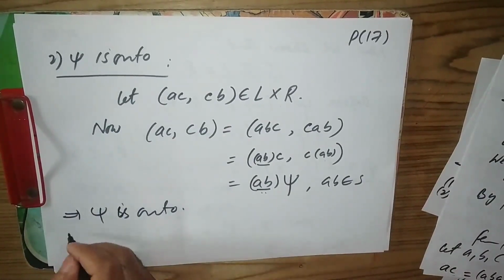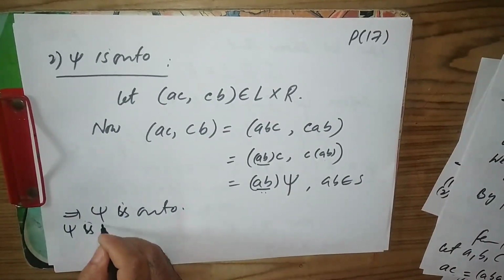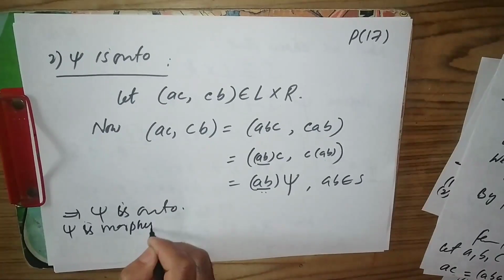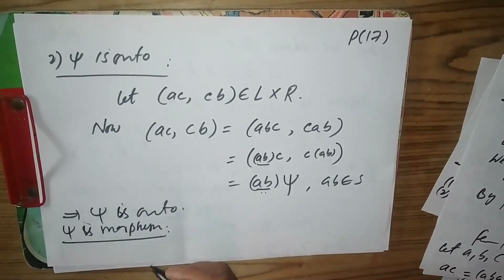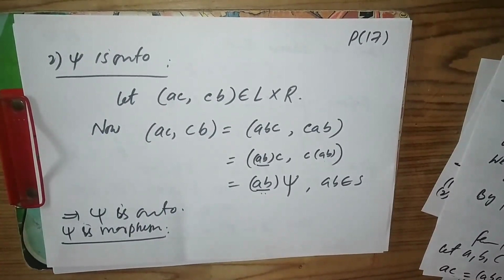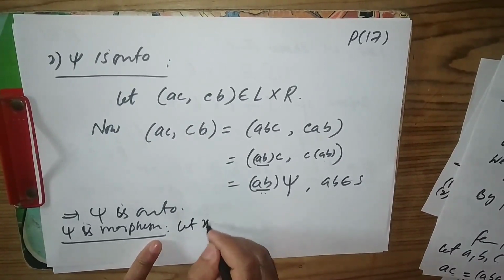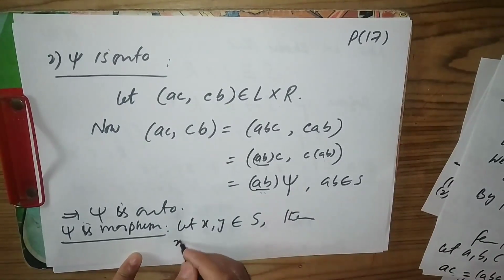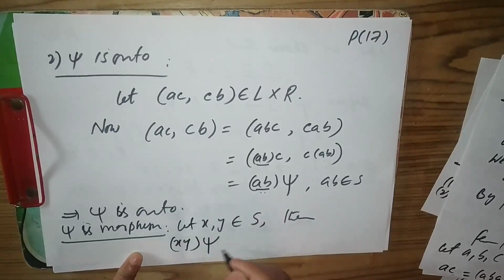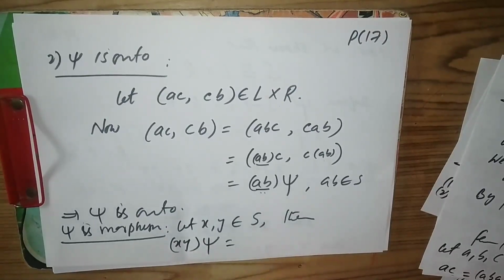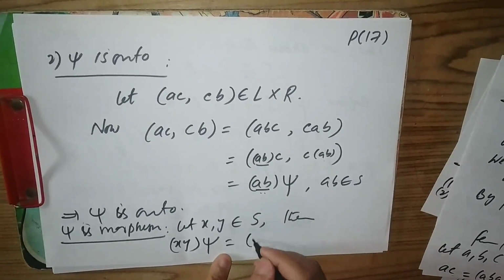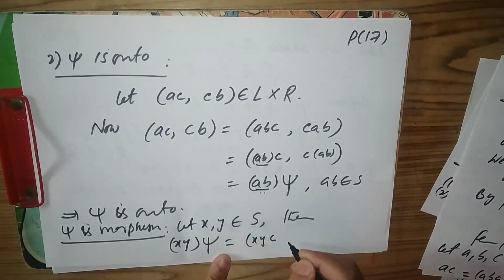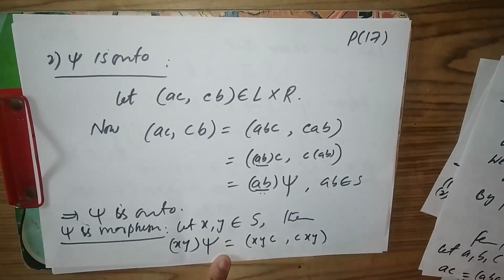Now the final property, psi is a morphism. Again I have to choose two elements from S. So let X, Y belong to S. Then I have to show that XY psi is equal to X psi, Y psi. By definition, it's equal to (XYC, CXY), by definition of psi.